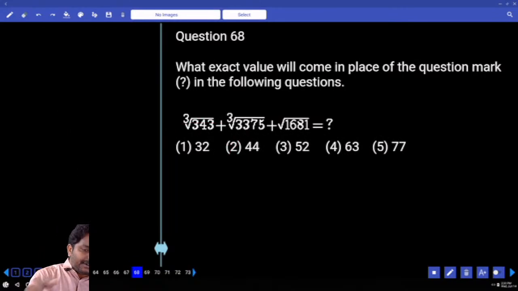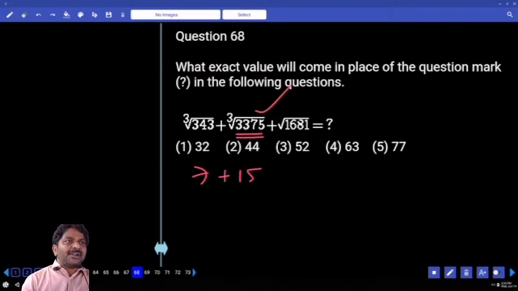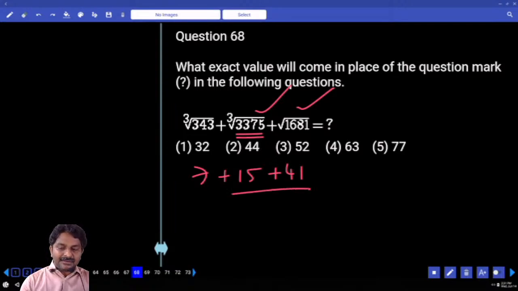Cube root of 343. Which cube is this? 15. Easy, kada? Last digit 5, so it must end with 5. 20 cube is 8000, that is bigger; 10 cube is 1000, that is smaller. So it should be between 10 and 20 and end with 5, that is 15. Understood? Right. Square root of 1681: 40 plus... 15, 56, plus 7.